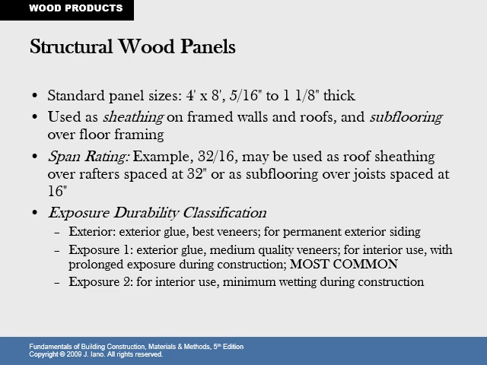Span rating example. A 32/16 may be used as roof sheathing over rafters spaced at 32 inches, or as subflooring over joists spaced at 16 inches. Very strong. Exposure durability classification: exterior glue, the best veneers for permanent exterior siding. Exposure 1 and exterior glue, best veneers for permanent exterior siding.